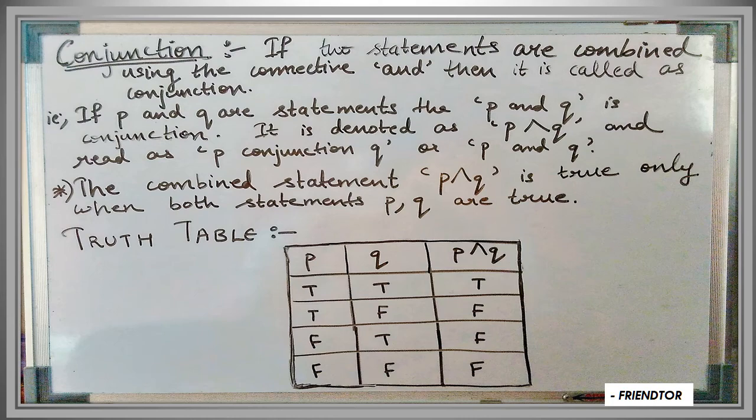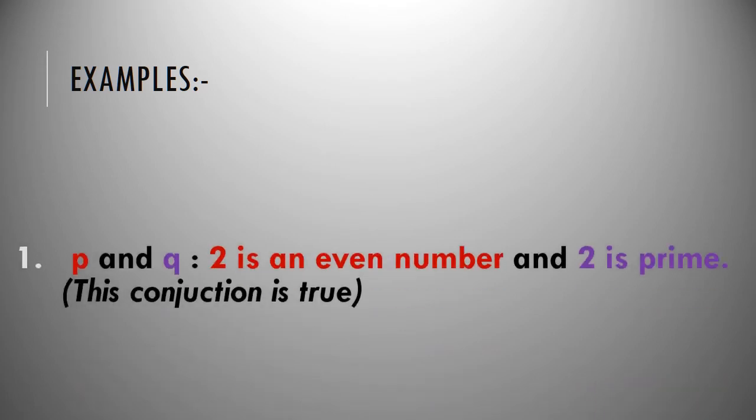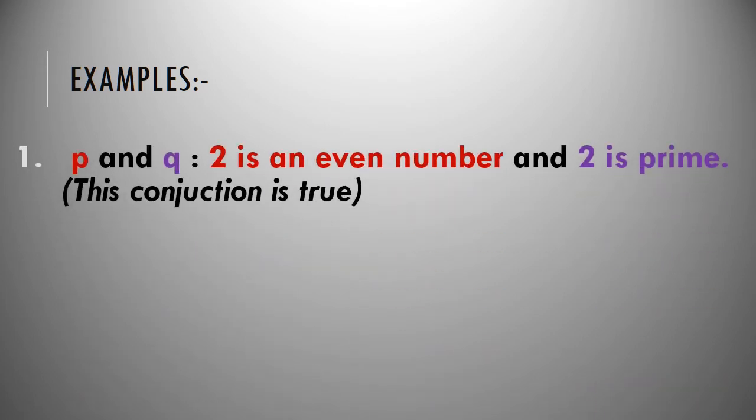So let's do that. Let's see the first example. P is "2 is an even number" and Q is "2 is prime". So P and Q gives rise to "2 is an even number and 2 is prime". Now in this conjunction, if you observe, P is a true statement because 2 is an even number is true, and Q is also a true statement, 2 is prime is true. So this whole statement, the resultant statement, is also true.